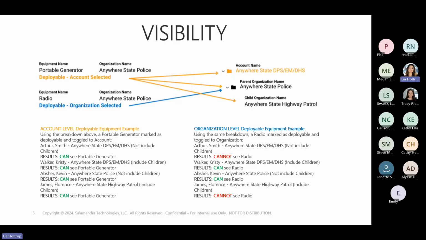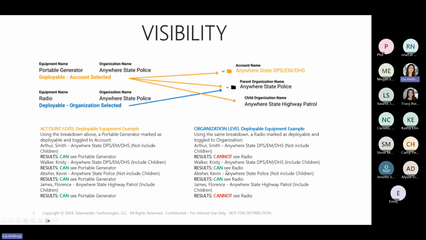So for Arthur Smith, who is assigned to Anywhere State DPS, he is assigned at the top at the account level. However, he does not have access to view children organizations. Because of this, he cannot see the radio, since he does not have access to Anywhere State Police. The same can be said for Florence James. He is set at Anywhere State Highway Patrol and includes children access. He is set at an organization underneath Anywhere State Police. Because of that, he also cannot see this radio.